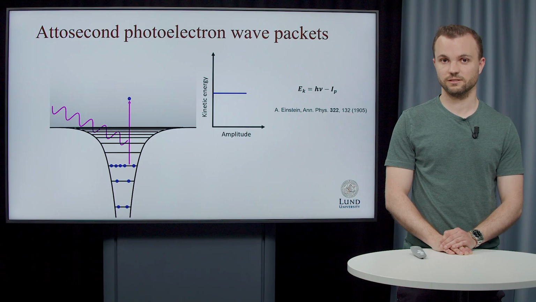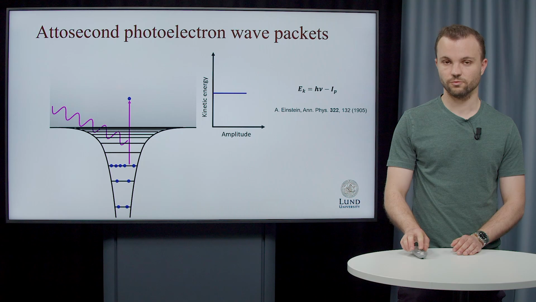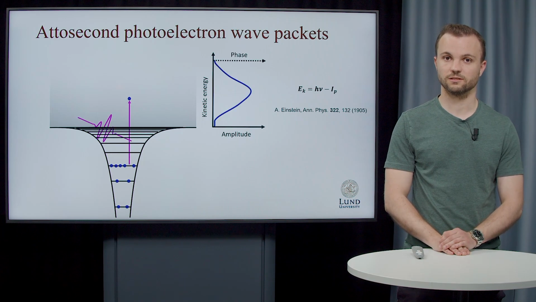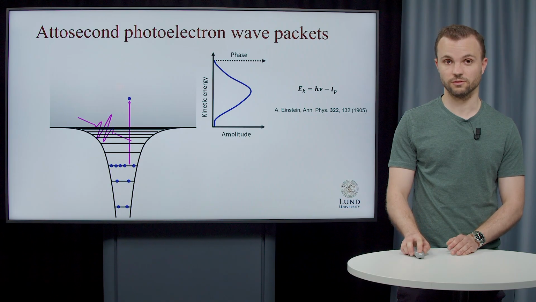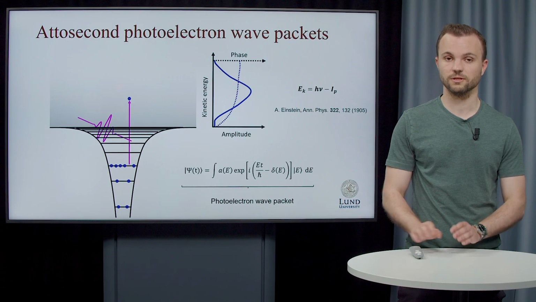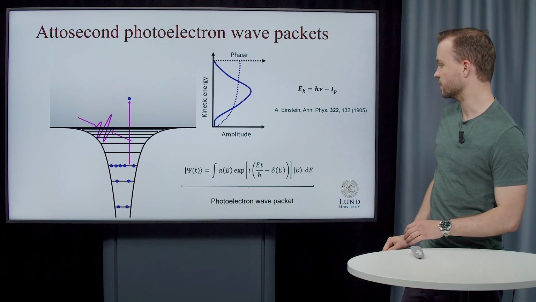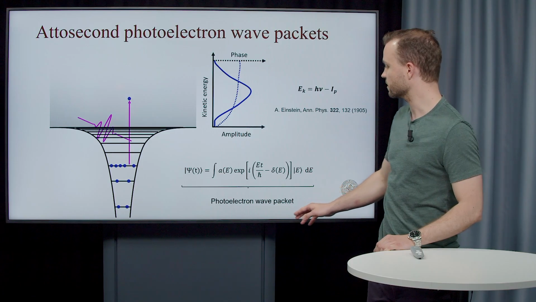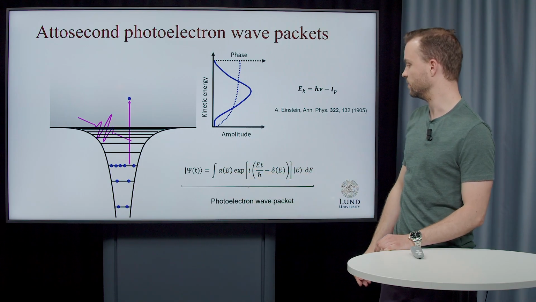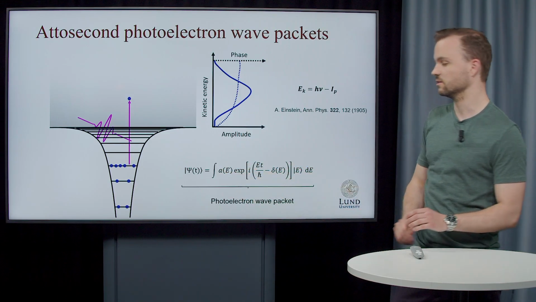If instead of ionizing the atom with monochromatic light, such as synchrotron radiation, we now use a short pulse that contains many frequencies, we will now populate a broad range of continuum states. In this case, if the coherence properties of the light are transferred to the electron, then we can describe the photoelectron as a photoelectron wave packet characterized by a spectral amplitude A of E and a spectral phase delta of E.